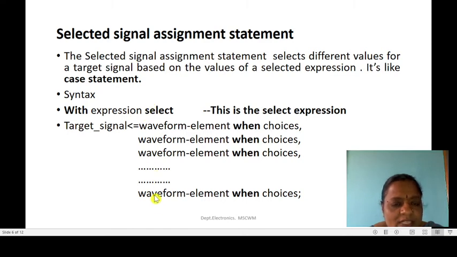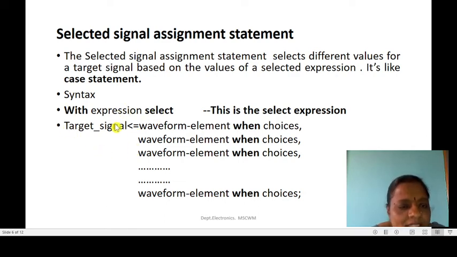Okay, this is the syntax. Remember students, all of you should be perfect with all the syntax. In the examination, they may ask only the syntax, or they may ask the syntax with the explanation and with examples. This conditional and selected signal assignment statement syntax can be asked for 2 marks also. So the selected signal assignment statement syntax begins with the keywords with expression and select.